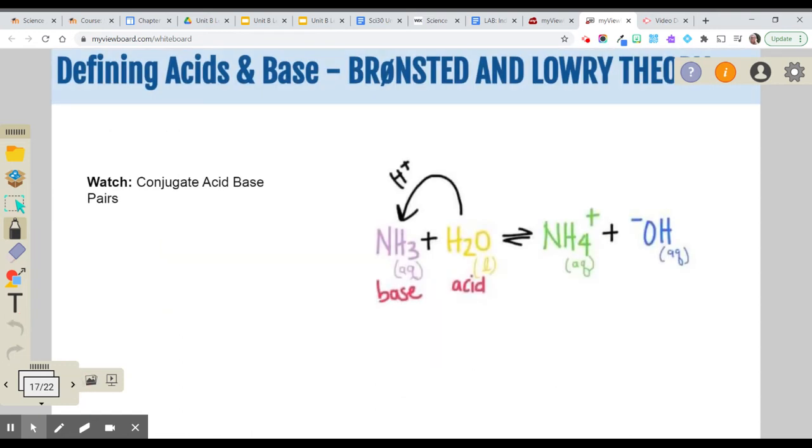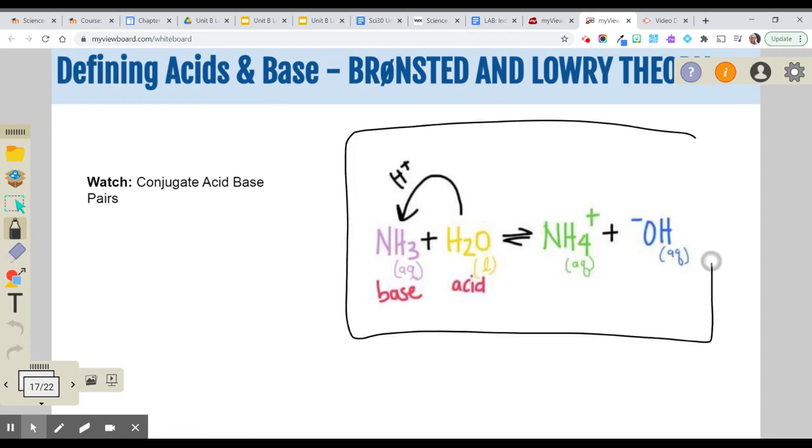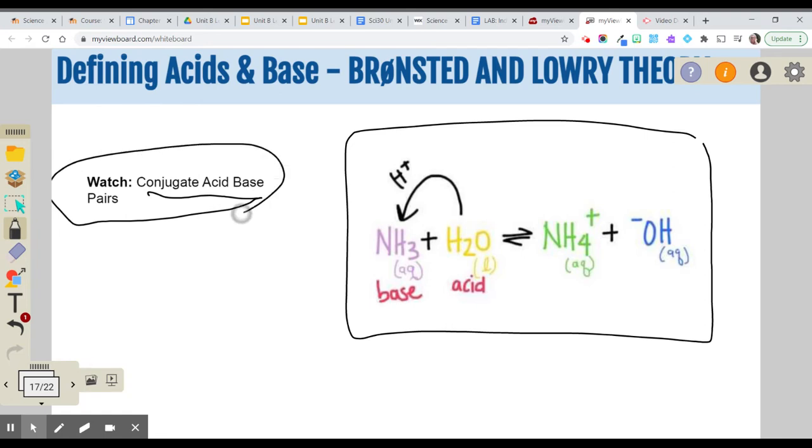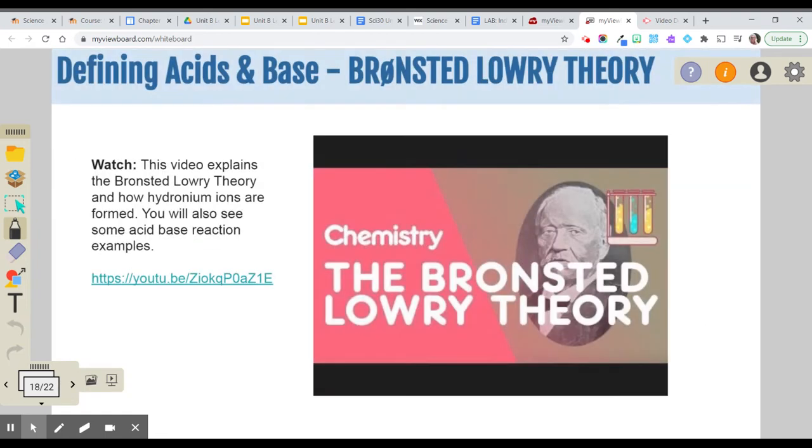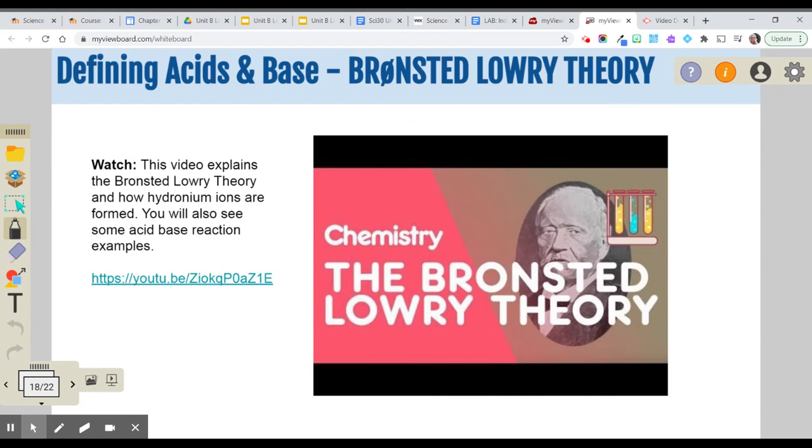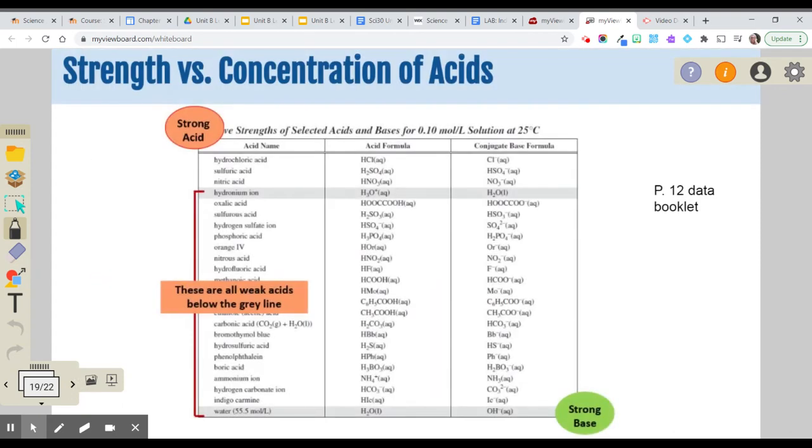Well, we'll take a little bit more here. This is actually a video. I know you can't see the line around it, but it's a great video about conjugate acid and base pairs. So if you're still kind of a little confused after this, definitely go and take a look at that. And then this video explains the Bronsted-Lowry theory and how hydronium ions are formed. Also, some great examples of acid-base reactions.